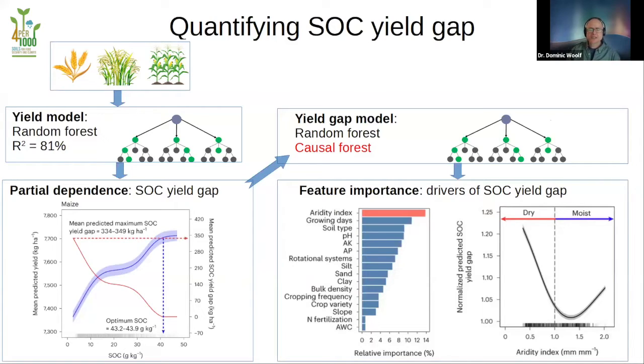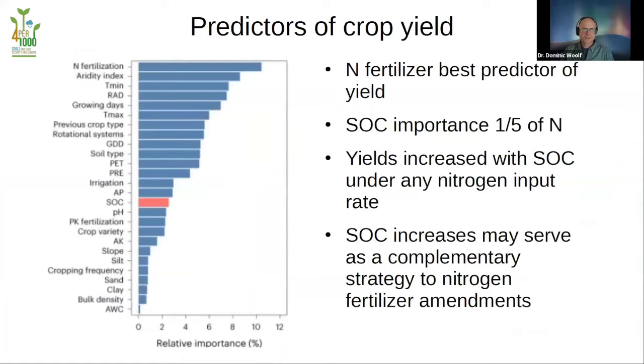Then we also wanted to understand the drivers, the reasons behind that yield gap, not just to quantify it. So we also built a second machine learning model to predict the size of that soil organic carbon yield gap, and did a feature importance analysis to understand what the causes of that are. Starting off by looking at the yield model, the first model in the bottom left of our methods there, unsurprisingly, nitrogen fertilizer is the best predictor of yield, and that's really no surprise. Aridity index was then next highest up there. So water and nitrogen supply are critical to crop production.